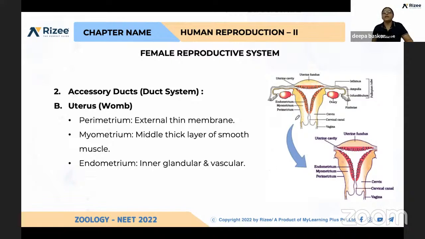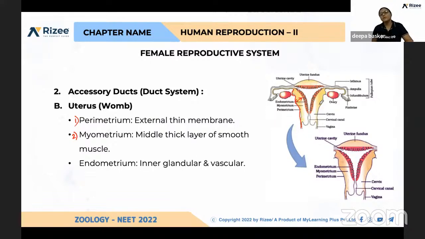This is the perimetrium. That is the external thin membrane which is involved in the protection of the uterus. So the perimetrium has the protection function. Second is the middle layer, myometrium, this yellow part. So this is called myometrium.